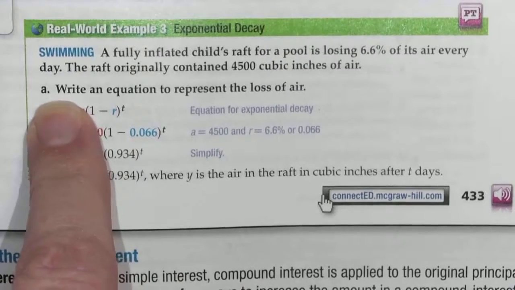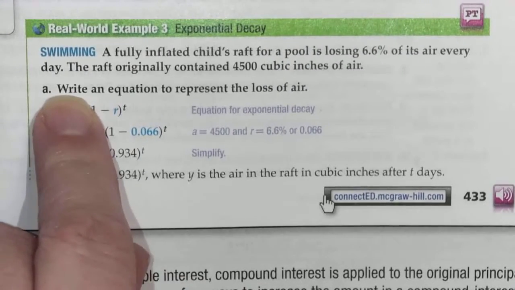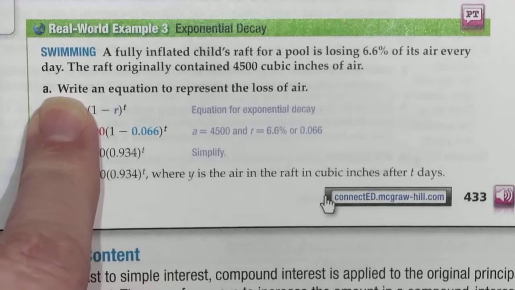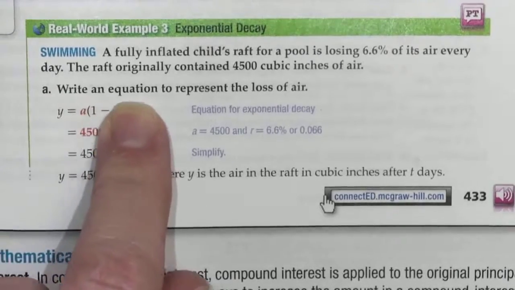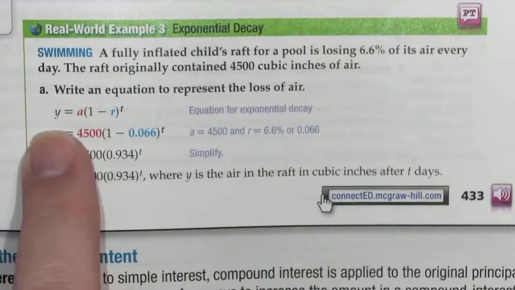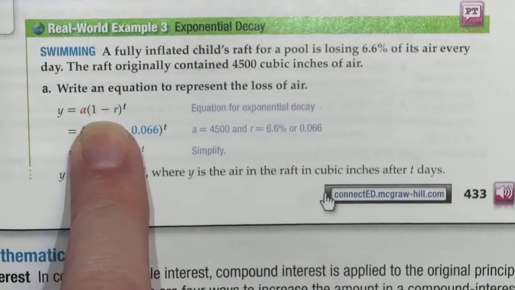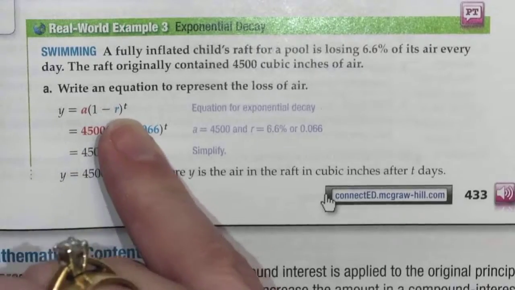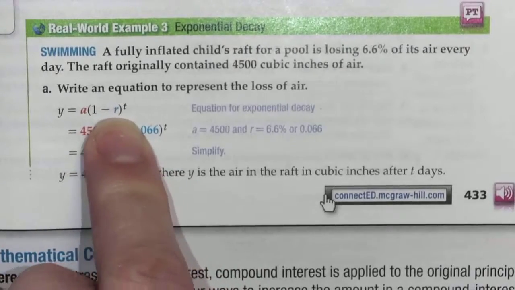Now this one, once all the air is gone, then it is at zero. So this is kind of a limited exponential decay. Okay, write an equation to represent the loss of air. So this is a decay. When we're losing something, you have to choose if it's going to be exponential growth or exponential decay. Choose the one that's losing, exponential decay.